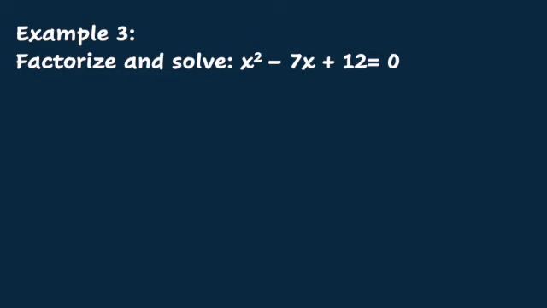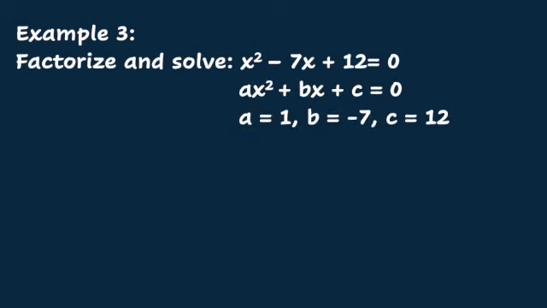Now this is not as simple as the other two examples. Let's have a look how do we solve it. So we compare it with the general form of the equation and try finding out the values of a, b and c. So when you compare it with the general form ax squared plus bx plus c equal to 0, you get a equal to 1, b equal to minus 7 and c equal to 12.